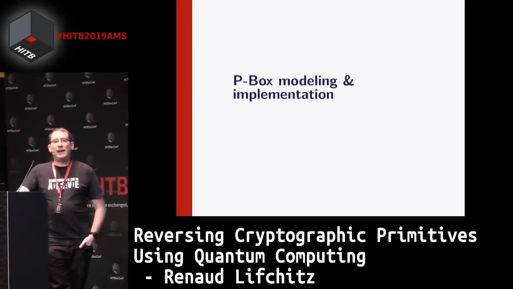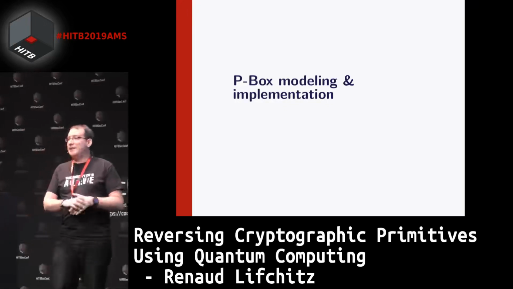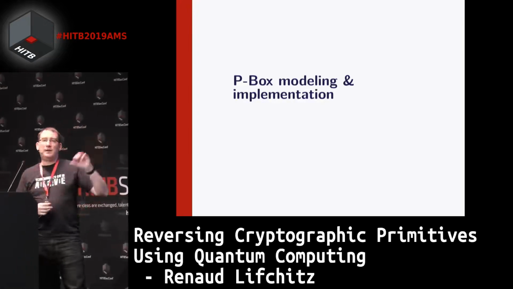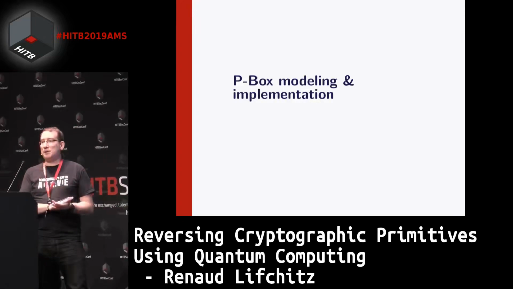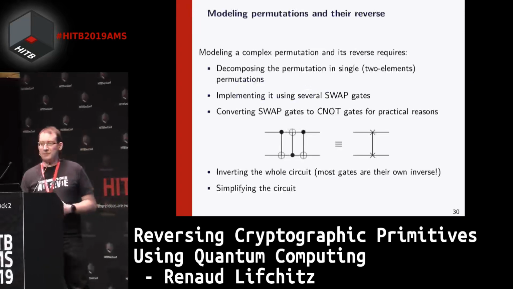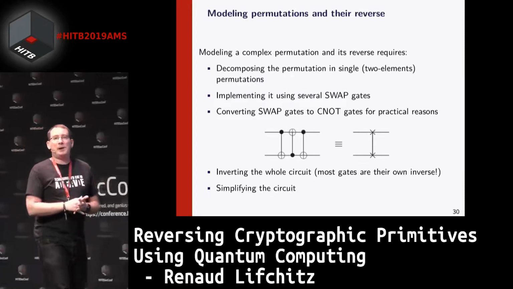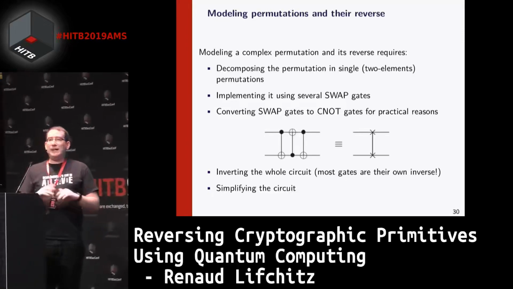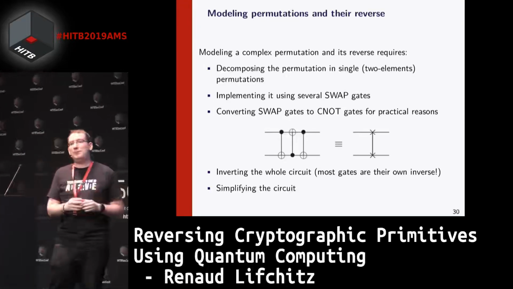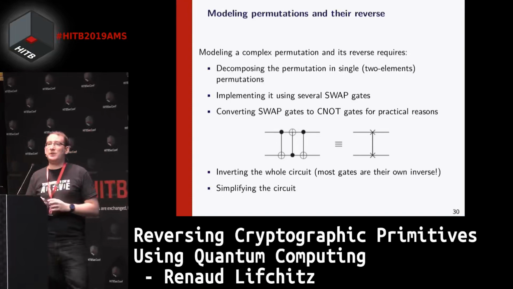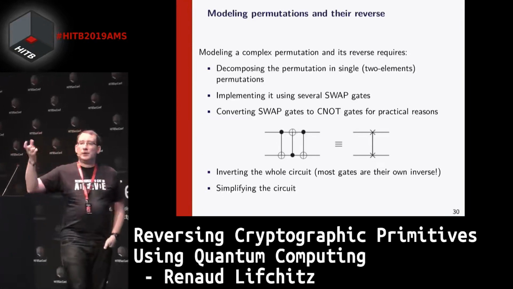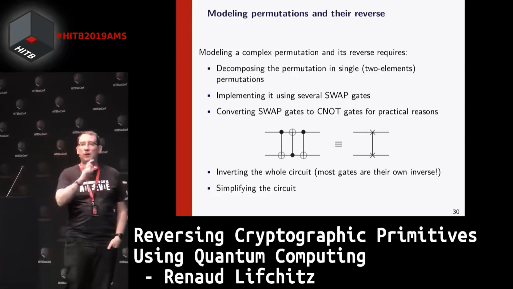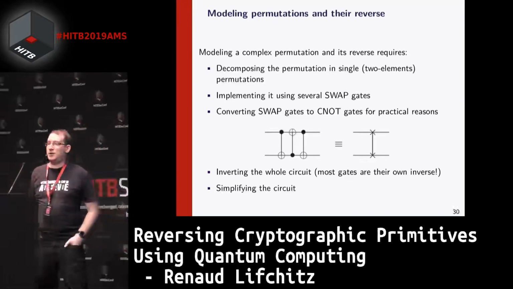Let's see first how we implement basic P-box operations, that is to say basic permutations. A P-box is a permutation, a basic brick for many symmetric algorithms, right? So how do you model permutations using a quantum computer? Basically, if you have a complex permutation, first you have to decompose it into single permutations, that is to say, 2-qubit permutations, because you can decompose any kind of complex permutation into a composition of single permutations of 2 elements.